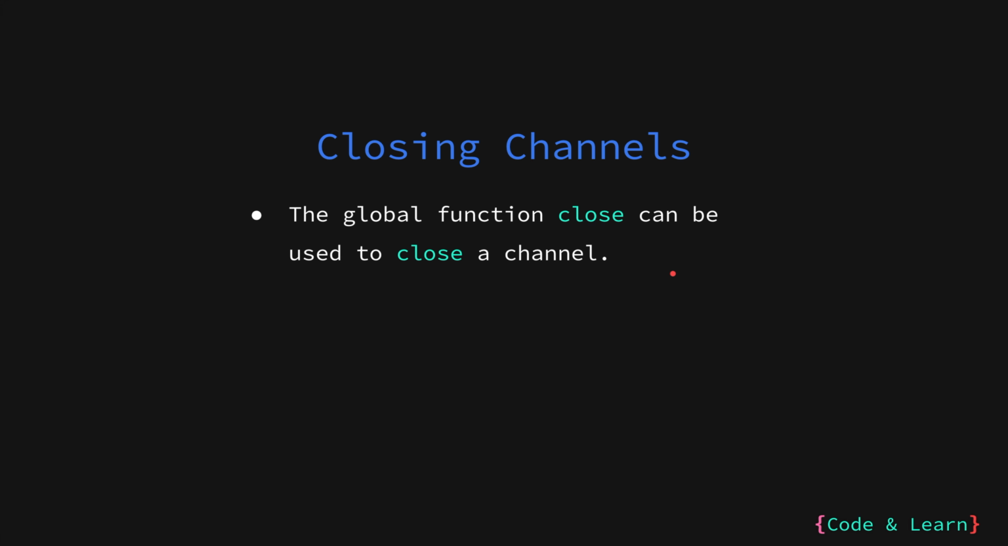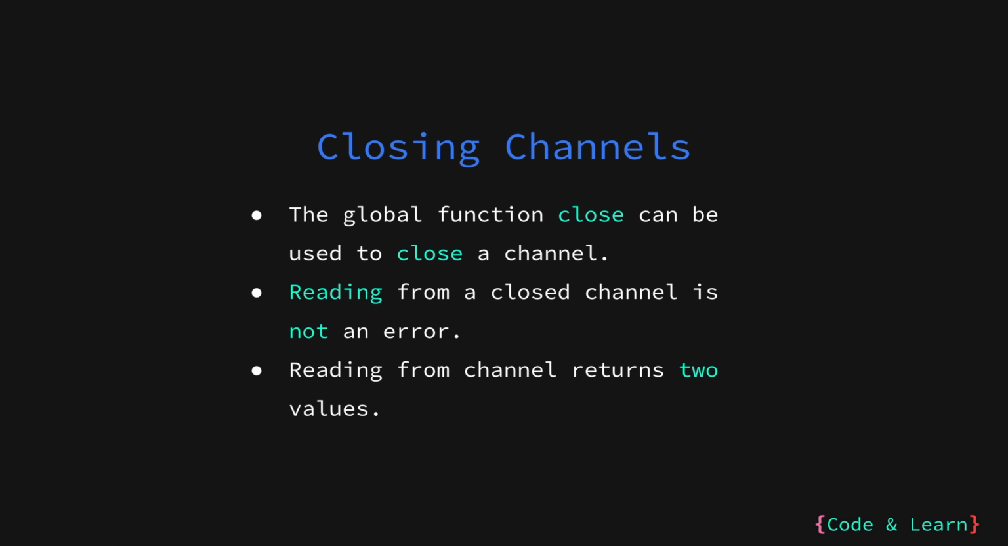Now, let's move on to closing the channels. Channels can be closed with the close function, which is a global function. Now you may ask what happens when you read from a closed channel. It is not an error to read from a closed channel. Then, how would a caller know that the channel is closed?